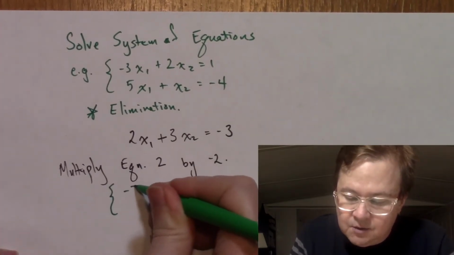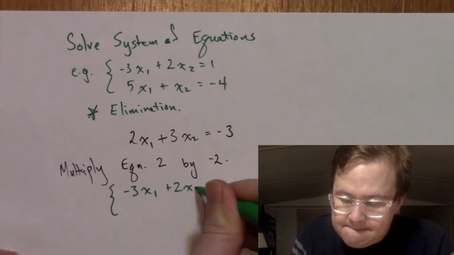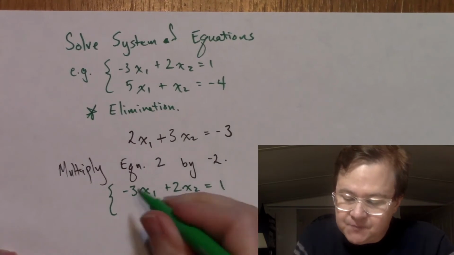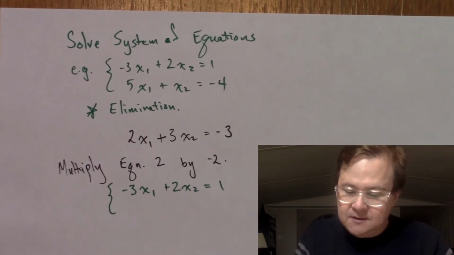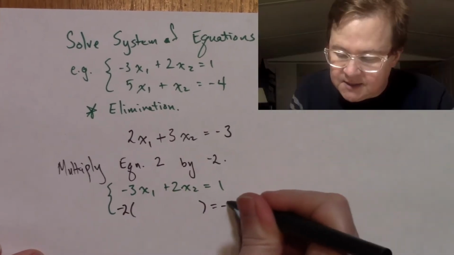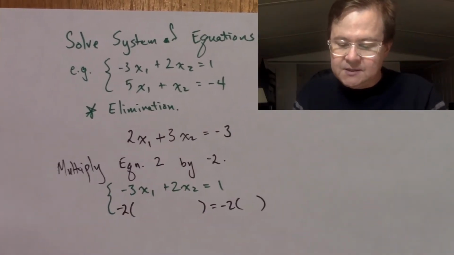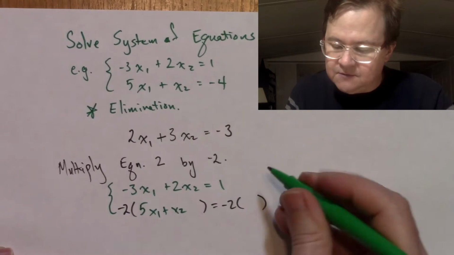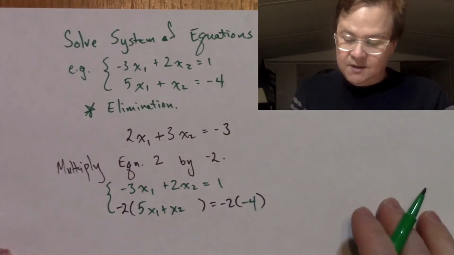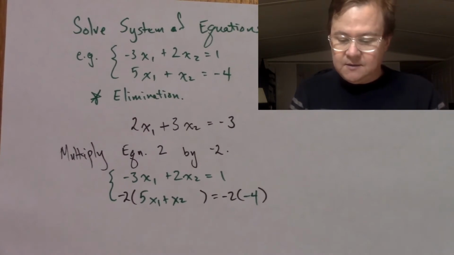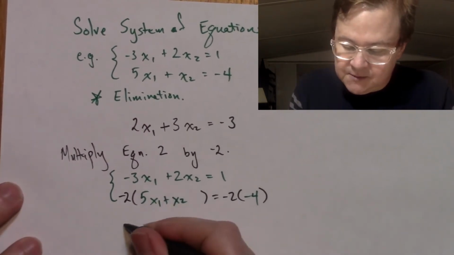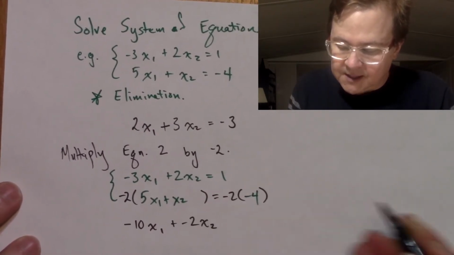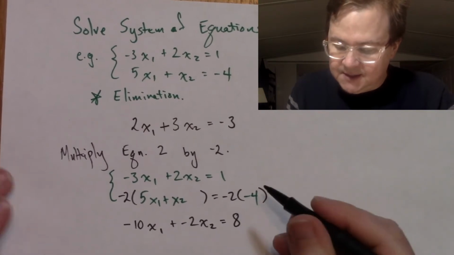That means that equation 1 is not changing at all, but left-hand side and right-hand side are both going to be multiplied by -2. So that's going to be -2 times the left-hand side and -2 times the right-hand side. That is to say, -2 times 5x1 plus x2 and -2 times -4. And so the second equation now becomes this: -10x1 and -2x2 equaling +8.